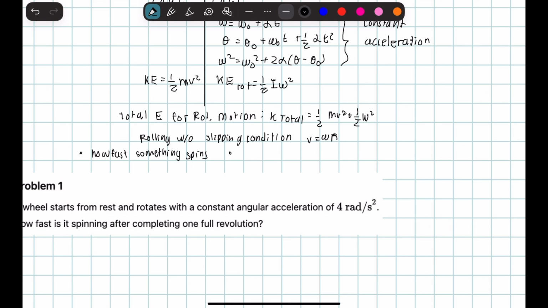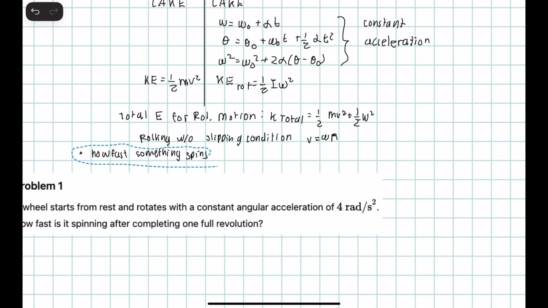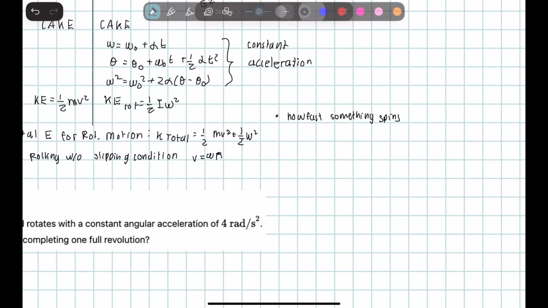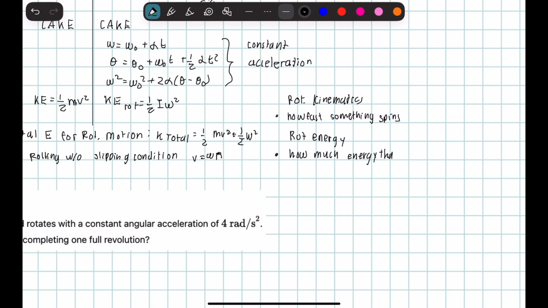This is rotational kinematics, while rotational energy represents how much energy that spinning represents.